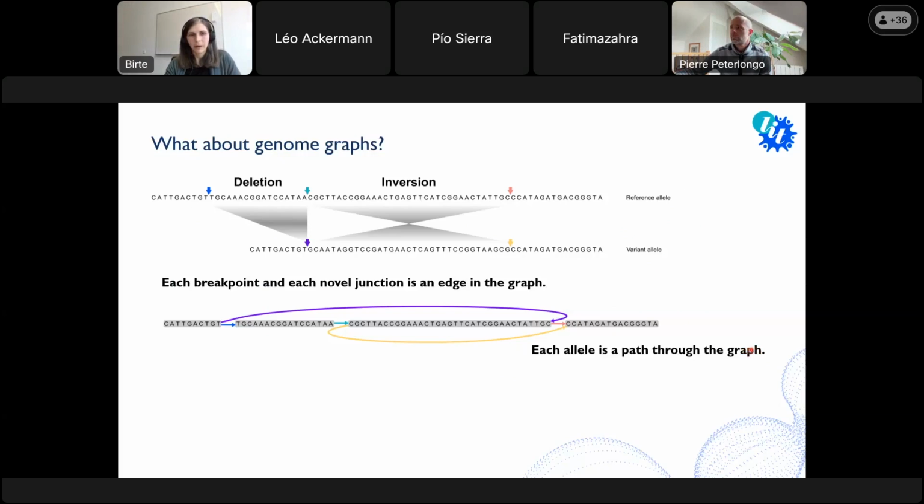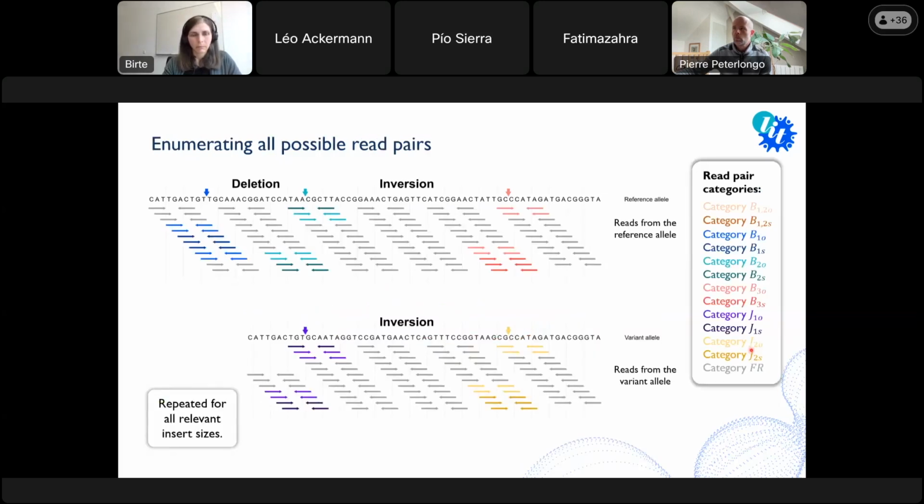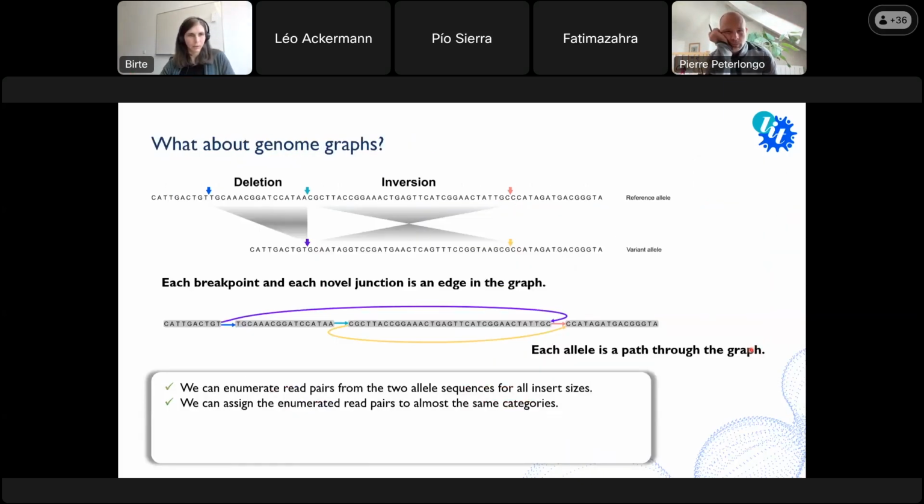And when you now go through the steps of our method, we can still enumerate all read pairs from the two alleles sequences for all insert sizes and all positions. And we can still assign them to categories, and we can even use almost the same categories as before. We could use all these categories here or just a smaller set of categories. It doesn't really matter.